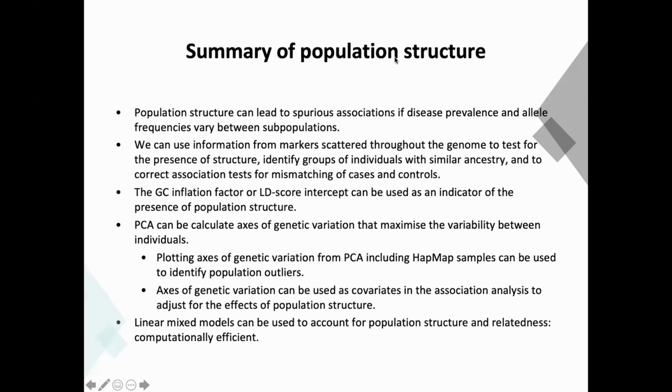As a summary, population structure can lead to spurious associations if disease prevalence and allele frequencies vary between subpopulations. We can use information from markers scattered across the genome to test for the presence of population structure, and then try to use either GC, inflation factor, principal components, or mixed modeling to correct for population structure and cryptic relatedness.